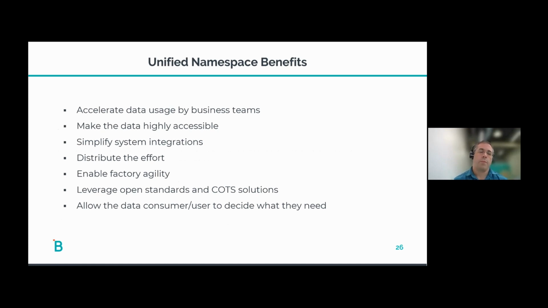So where do people see the benefits of using a UNS? This seems like a lot of work. Well, it's really about accelerating our business teams, accelerating data to them so they can solve the challenges that they've been hired to solve at a much greater level than they've ever been able to do in the past.